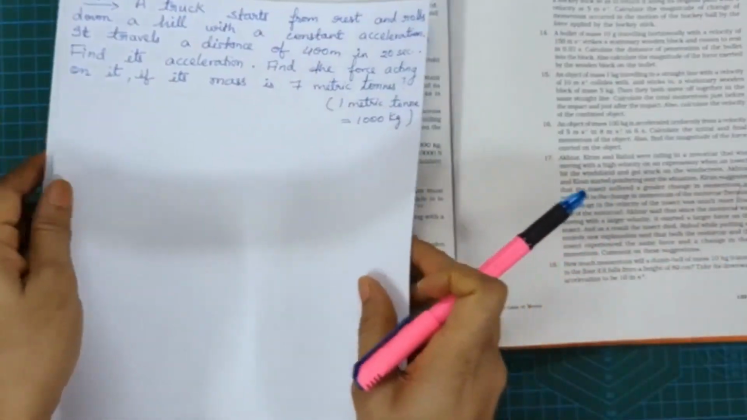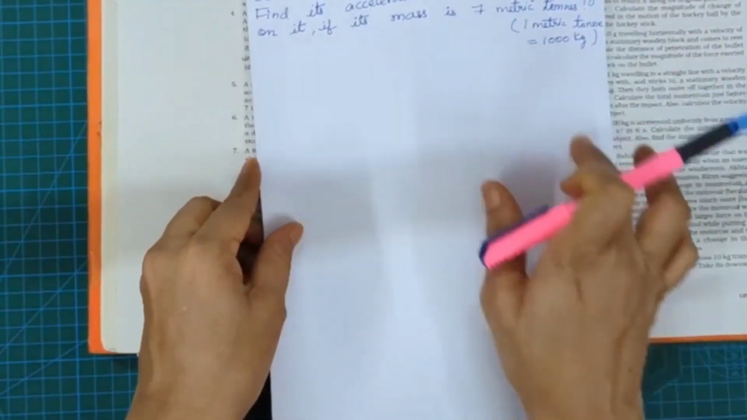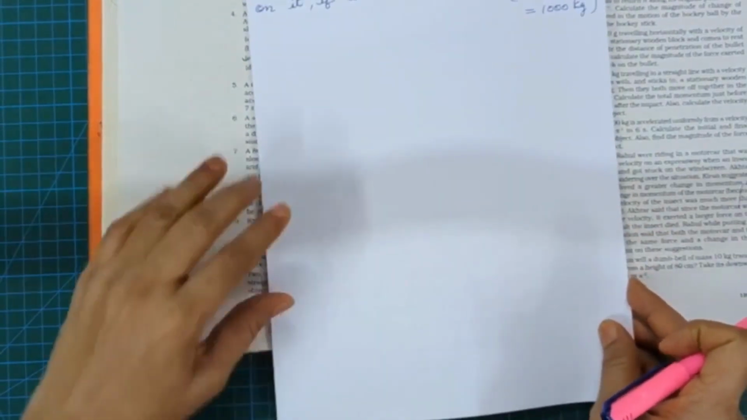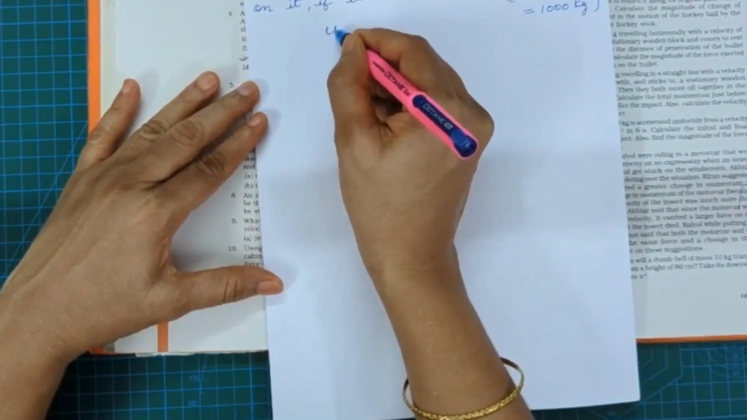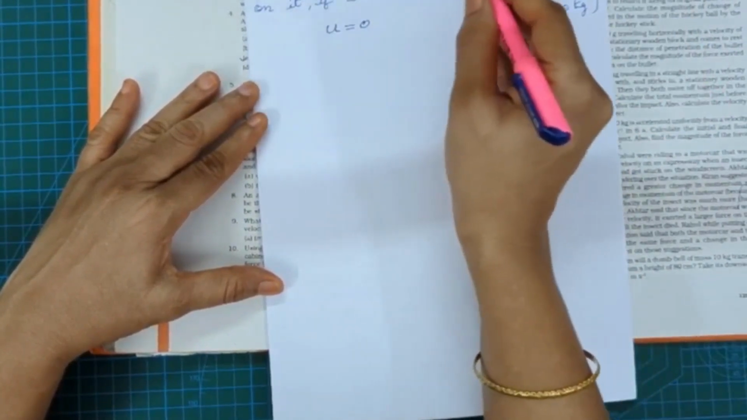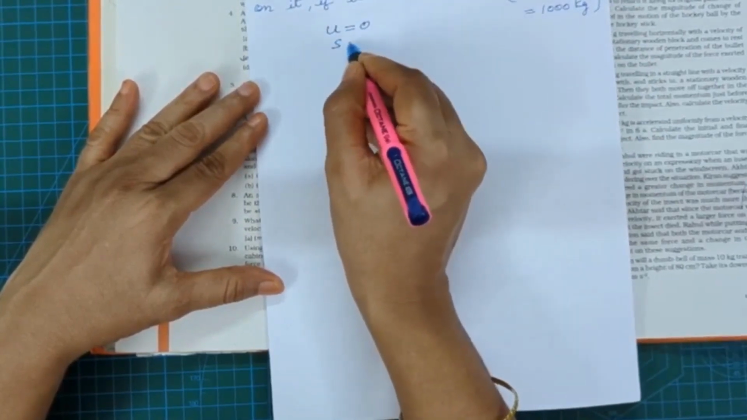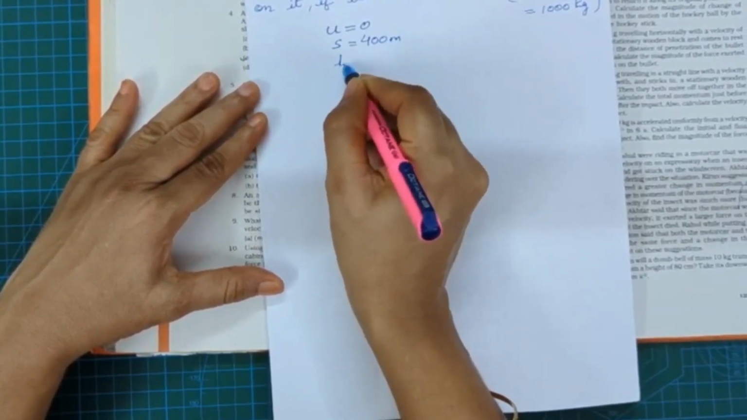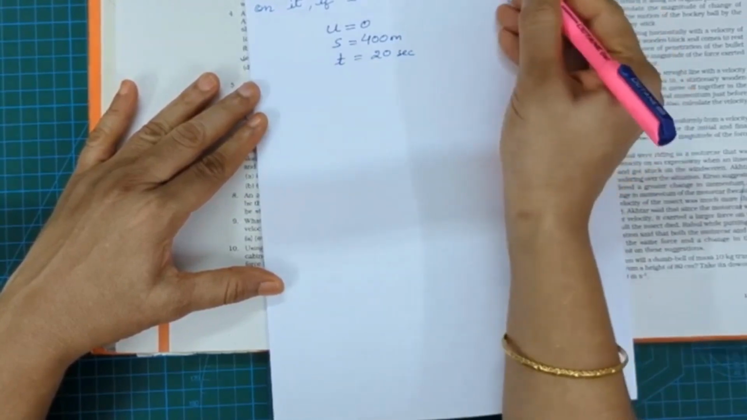So I have already written the question and left space for solving. I hope this part of the paper is visible in the camera. Yeah, it is visible. So our truck starts from rest. So what is given to us? Initial velocity of the truck is 0. It rolls down the hill at constant acceleration. It travels a distance of 400 meters, in a duration of 20 seconds.